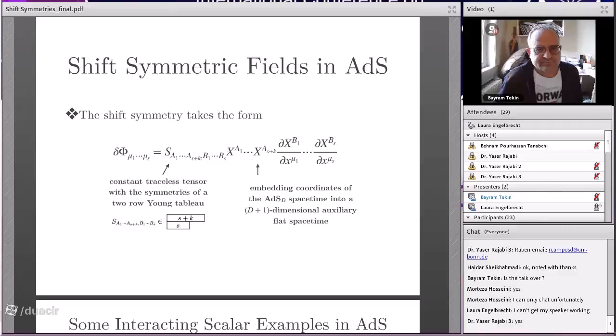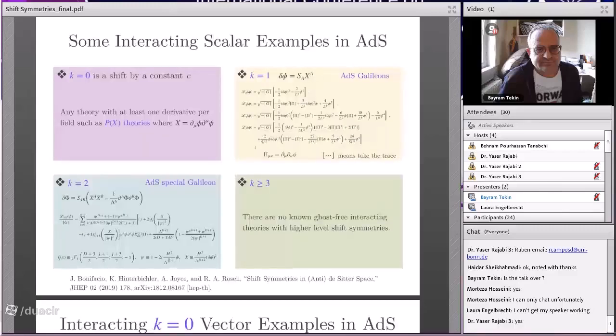The shift symmetry in AdS takes this form, where S is a constant traceless tensor with the symmetries of a 2-row Young tableau. And these X's are the embedding coordinates of the AdS spacetime in a d+1 dimensional auxiliary flat space. This is just like if you were to take a circle, which is a 1-dimensional surface, and embed it into a 2D flat spacetime. That's the same thing that's going on with these X coordinates. And then the little x's are the actual coordinates on the AdS surface.